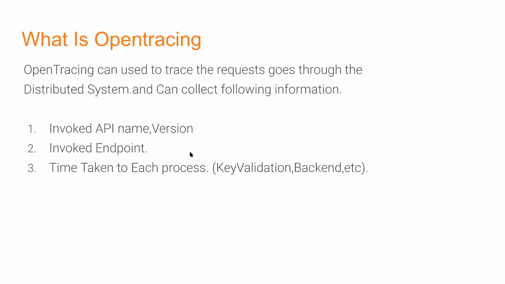So from the API Management side, we have introduced open tracing information such as the API name and version, the endpoint that is going to be invoked, and the time taken for each process, like how much time it takes for CORS and how much time it takes for validating the token, and that kind of thing.